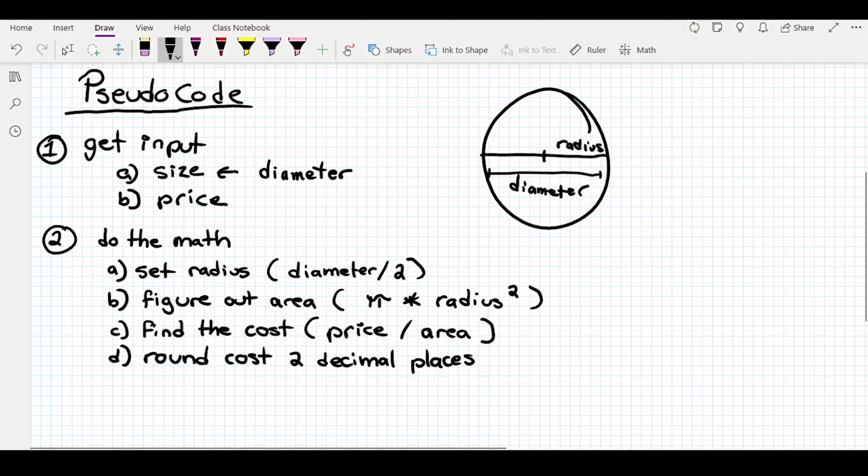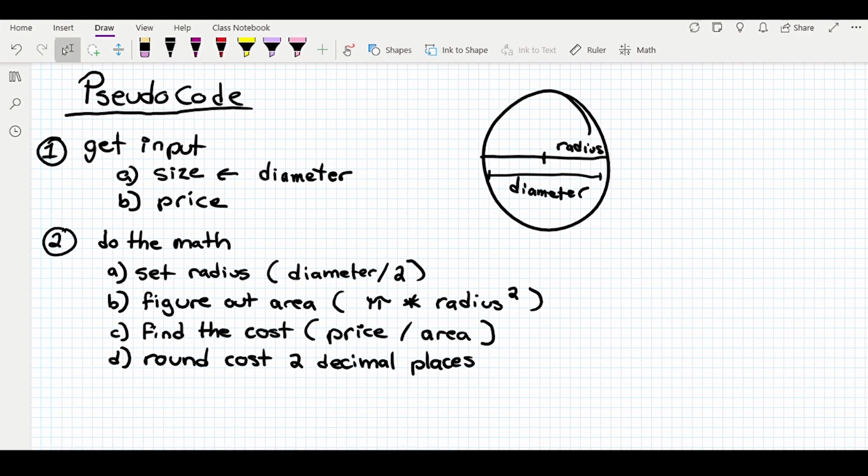Awesome. And the last step, because if someone's using the program, they're going to put in the size, they're going to put in the price, the computer is going to do all these calculations, set the radius, figure out the area, find the cost, round the cost. If the program just stops there, it's useless. It needs to tell them what the result is, so we print the result.